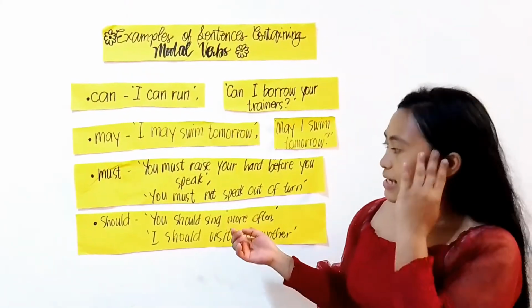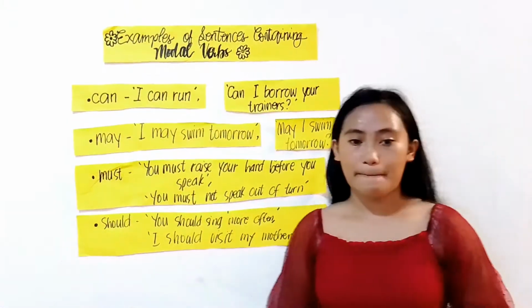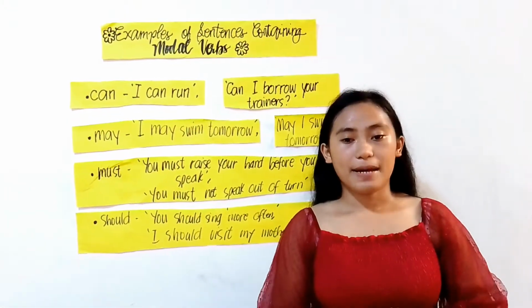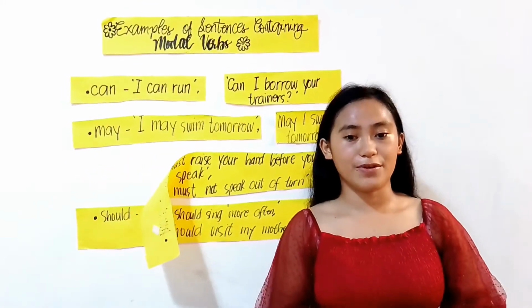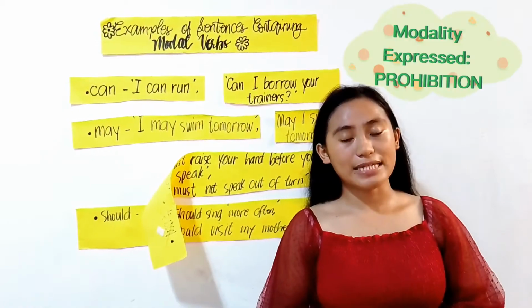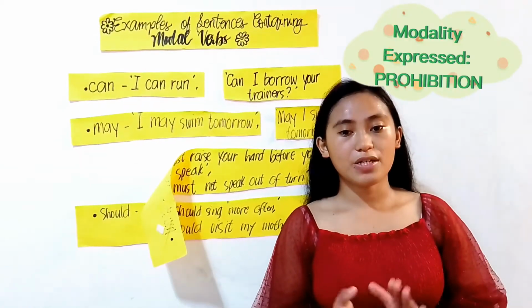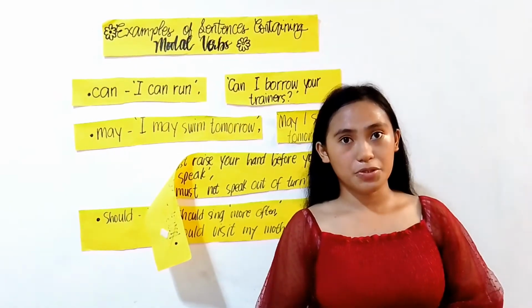The second example is, you must not speak out of turn. In this sentence, by adding the word not between the modal verb and the verb speak, the modality is being expressed in prohibition because the speaker is telling somebody what they are prohibited from doing.